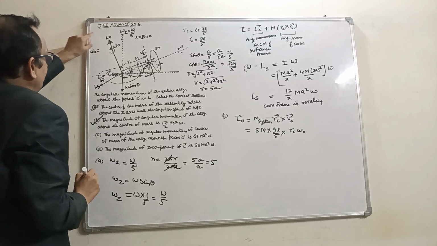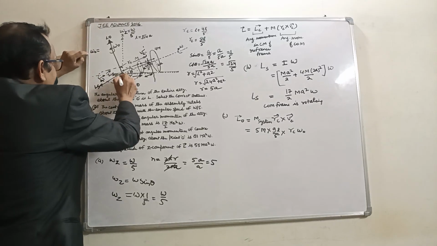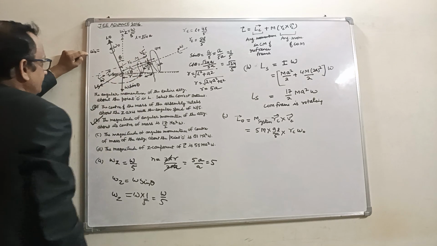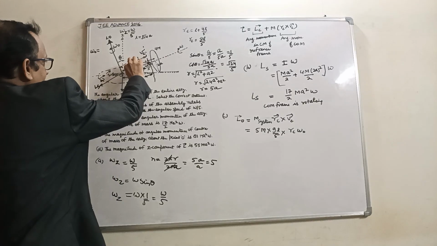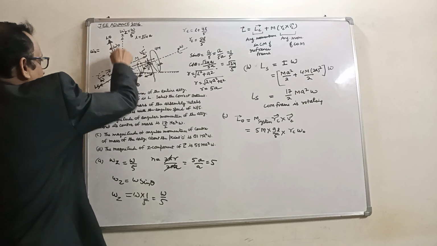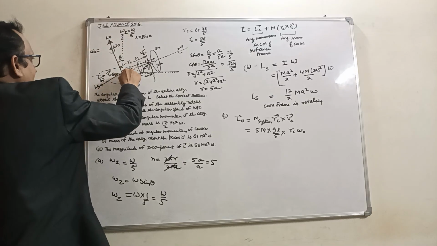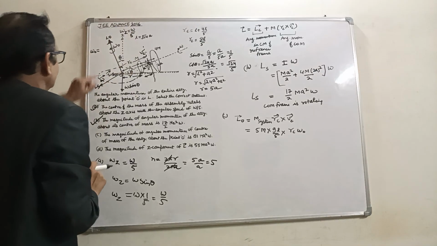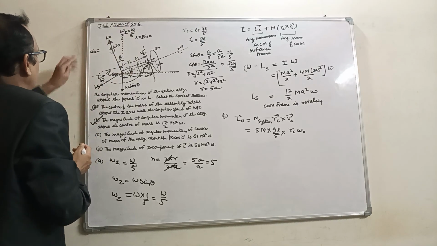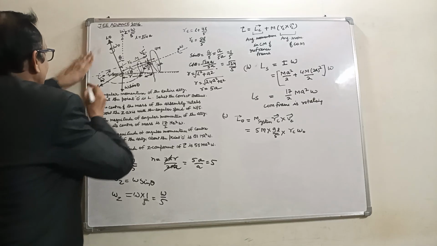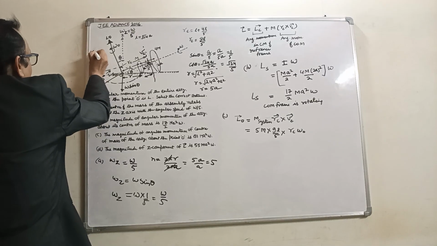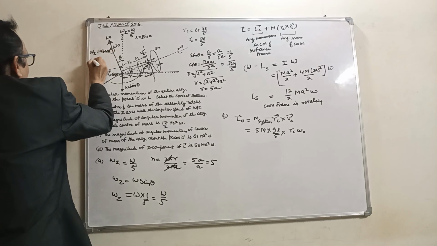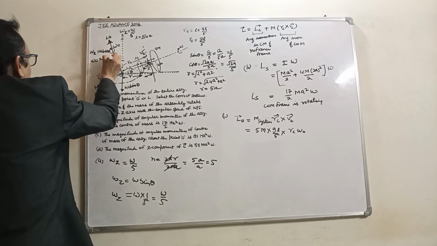This angle is theta, this angle is theta, so this angle will also be theta, because if two lines make angle theta, then their perpendicular lines also make the angle theta. So we write here omega z would be omega naught cos theta. So omega naught would be omega z upon cos theta.